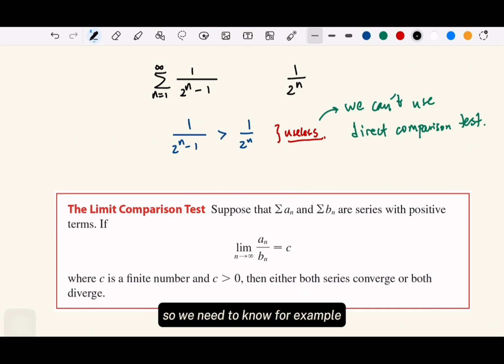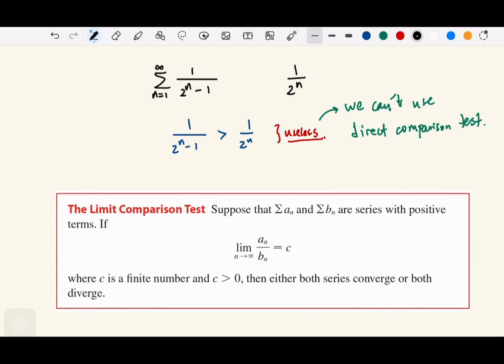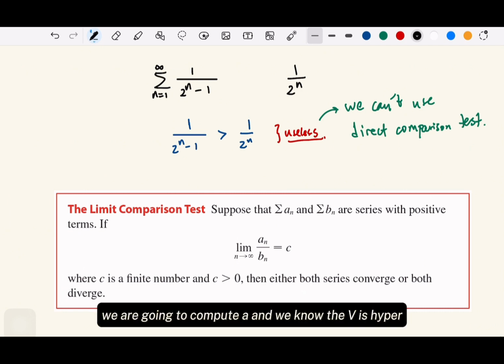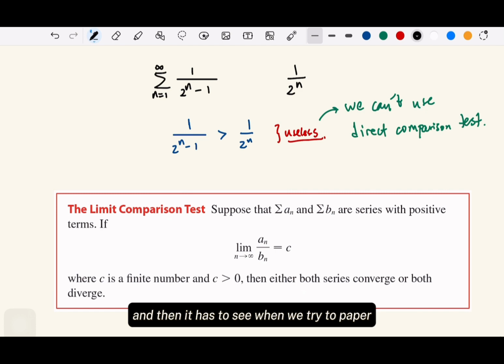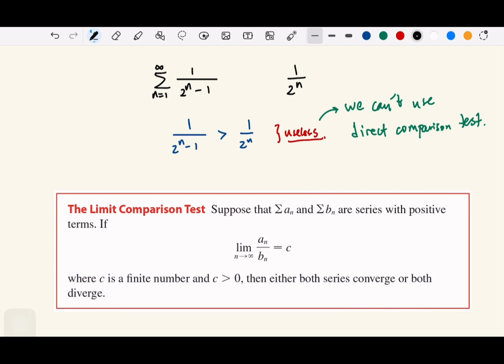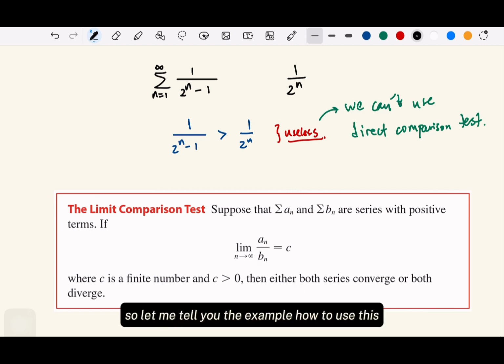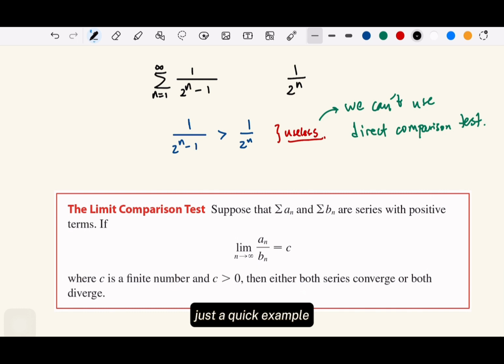So for example, we are going to compute A, and we know that B converges. Then when we take the limit of the ratio between these two, if B converges, then A also converges. And we can also say, if B diverges, then A also diverges. So let me give you a quick example of how to use this.